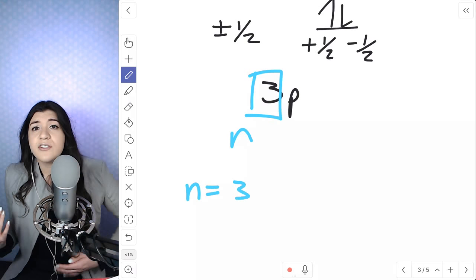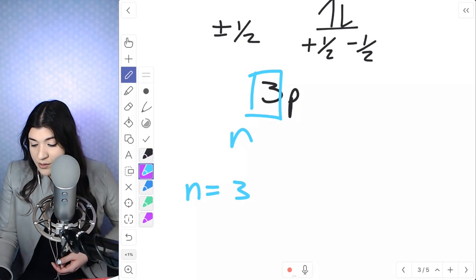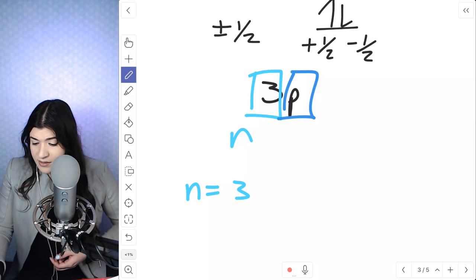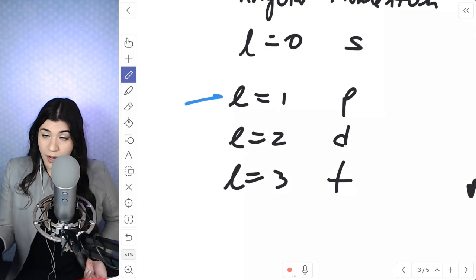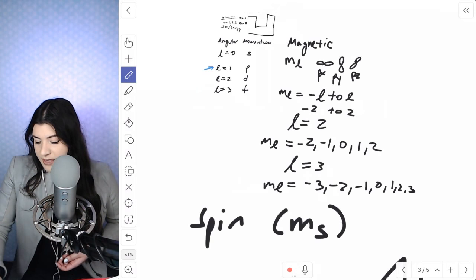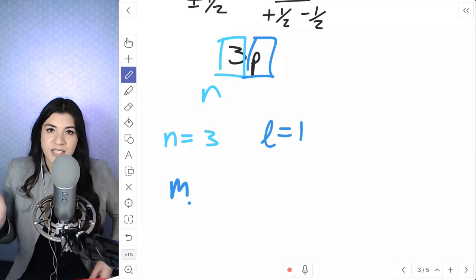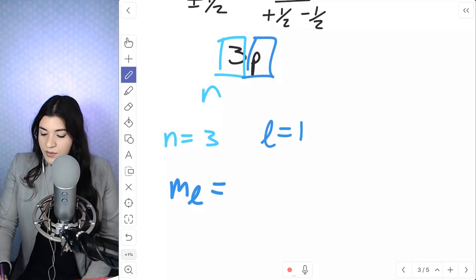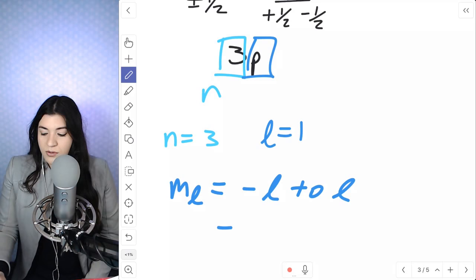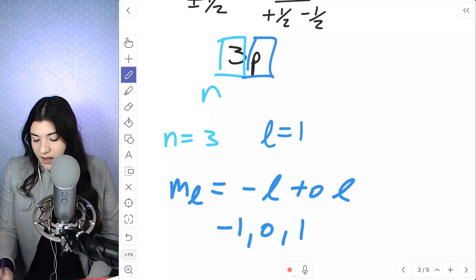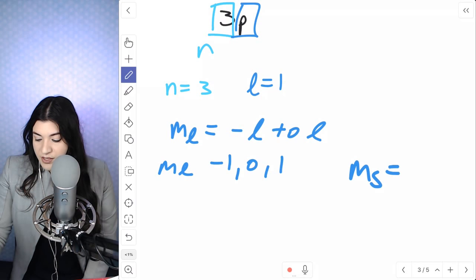That tells me really the row on our periodic table. And then that p goes back to whatever L was. So going back to this little table that we made, well, p refers to L equaling 1. So, okay, then L is equal to 1 in this case. And then remember that M sub L goes hand in hand with whatever L was. So that was negative L to positive L. So then this has to be -1, 0 to +1. That would be our M sub L. And then we'll have the possibility of our spin M sub S to be plus or minus 1/2.